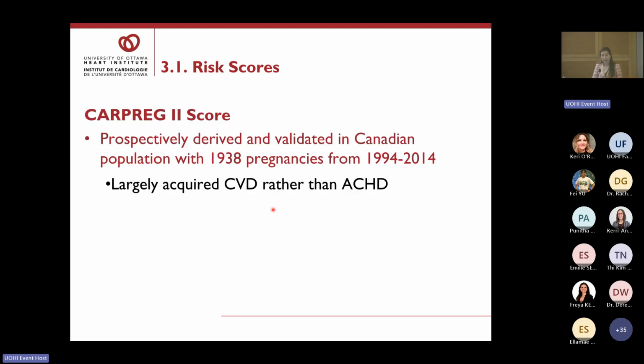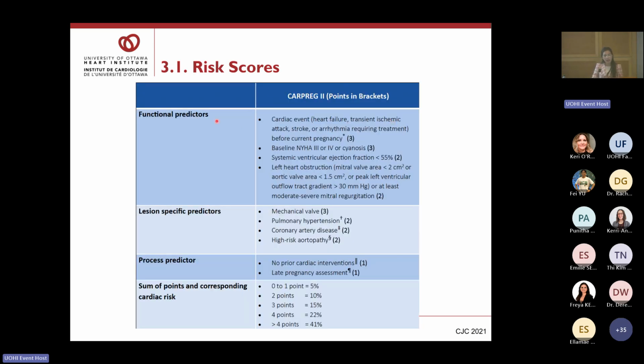So we like the score because one, it was validated and derived from a Canadian population, and it's very modern, and it's modern day data. I will say, though, that it's largely in acquired heart disease, less so in congenital, but it performs very well even in a congenital population. And for this score, the challenge is in the details. I'll tell you what I mean by that. So each predictor is associated with a point system, which is noted in brackets. Then you sum the score and you get an associated risk based on the scoring.